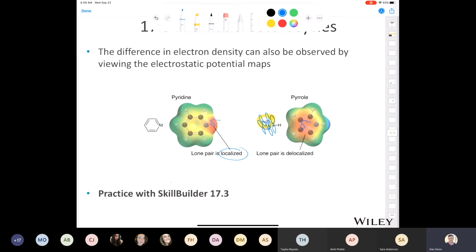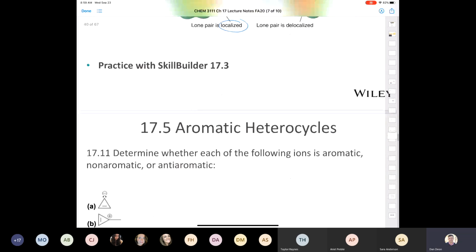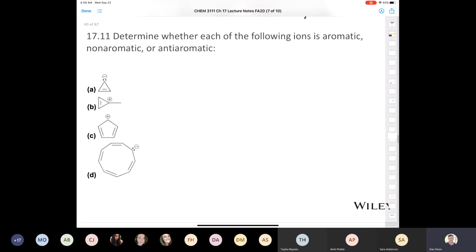Okay, well, with that in mind, let's give this one the old college try. It's 8:59. We've got 3 hours left. Let's go for it. Decide whether each of the following is aromatic, non-aromatic, or anti-aromatic. Let's do the first one.